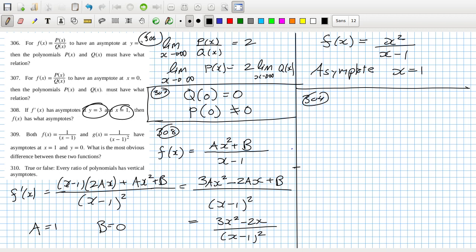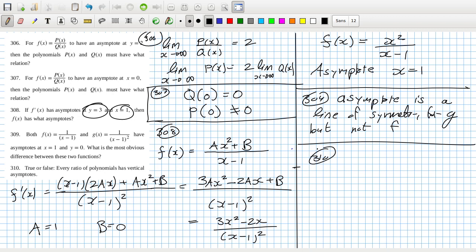309. Both these functions have asymptotes at x is 1 and y 0. What is the most obvious difference between these functions? Well, I mean, this one is symmetric, so that the asymptote is a line of symmetry for G, but not F.